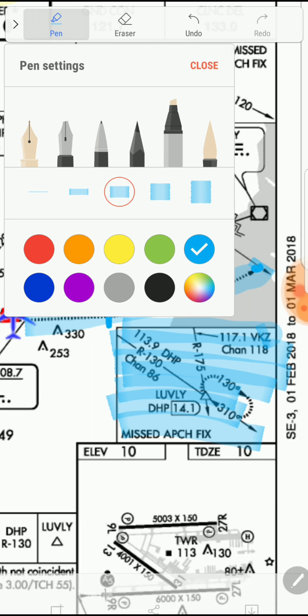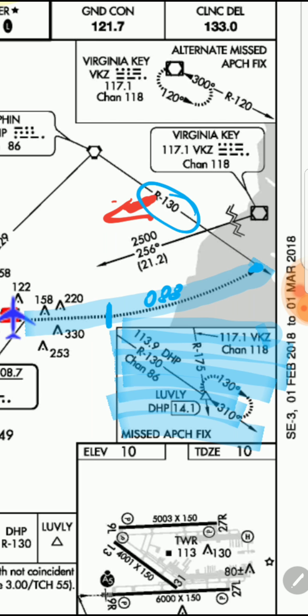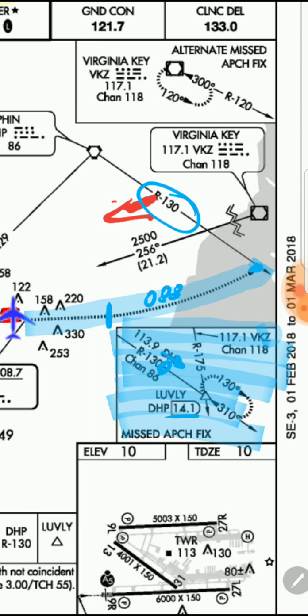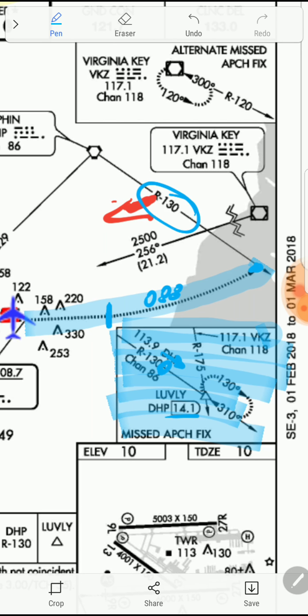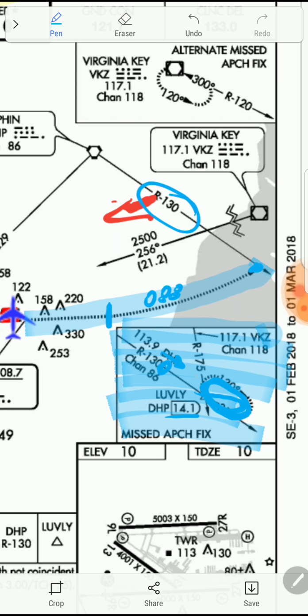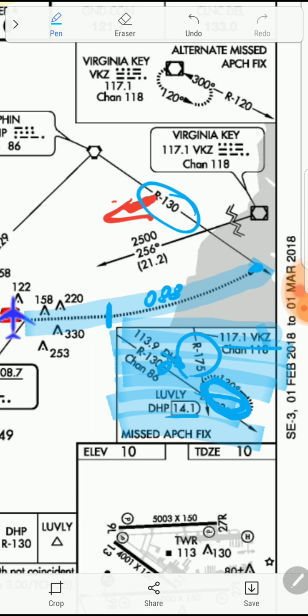So you intersect the 130 radial, which is going to be some point in here, and then you gotta fly that until you reach the 14.1 DME and hold. For obvious reasons, since you're using a VOR, it is going to be a teardrop entry down here, and you just keep holding and holding until you receive a new clearance. You have two actual ways to identify LOVELY in this case. The first way is going to be Virginia Key frequency, radial 175, or using a DME distance of 14.1 DME. Cool?